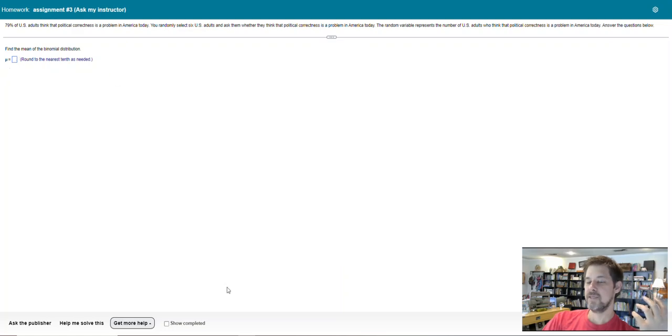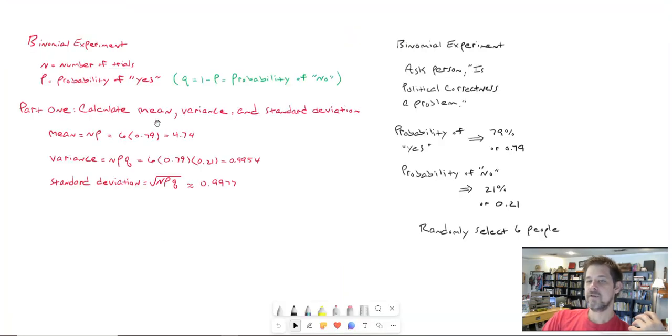It says first find the mean, then find the variance, then the standard deviation. Now there are standard formulas for doing that, but I need to start with this. In our binomial experiment, n will always be the number of trials. So we're not just going to ask a person, is political correctness a problem or not? We're going to ask 6 people and tally the results, see how many out of the 6 say yes and how many say no. So n is the number of trials. In my case, that's going to be 6, because it said that we're going to randomly select 6 people and ask them.